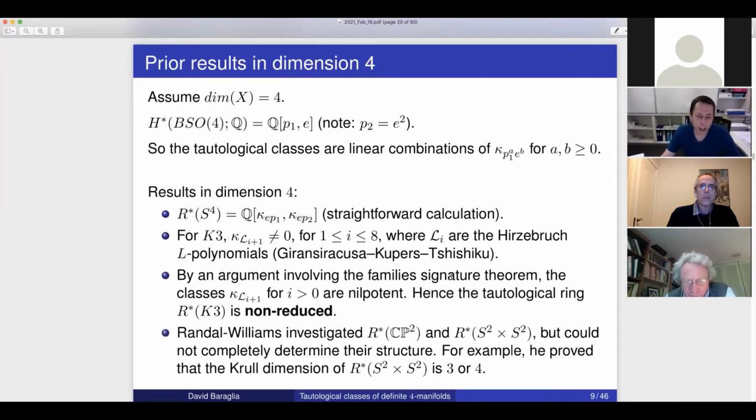And so Randal-Williams investigated the tautological ring for CP2 and S2 cross S2. He wasn't able to completely determine their structure. However, he did prove that the tautological ring of S2 cross S2 has Krull dimension 3 or 4, but we don't know which. So that gives you an idea of how much, or how little, we know about these tautological rings.